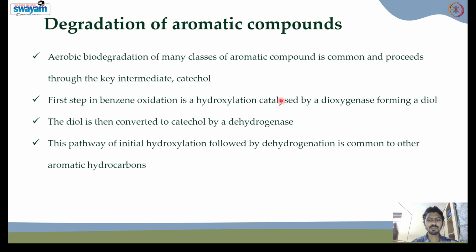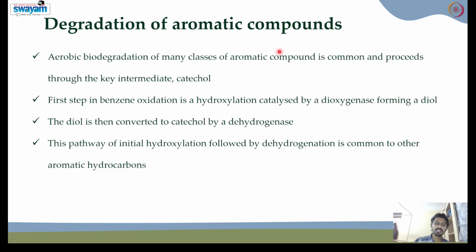hydroxylation happens, which is catalyzed by the dioxygenase enzyme. So first the benzene will be oxidized by dioxygenase enzyme, which forms diol. And this diol will be converted into catechol through the action of dehydrogenase enzyme. So this is how an aromatic compound like benzene converts to catechol. Once catechol is formed, it undergoes various steps in the metabolic pathway, which unlocks the aromatic ring through various enzymatic cuts.